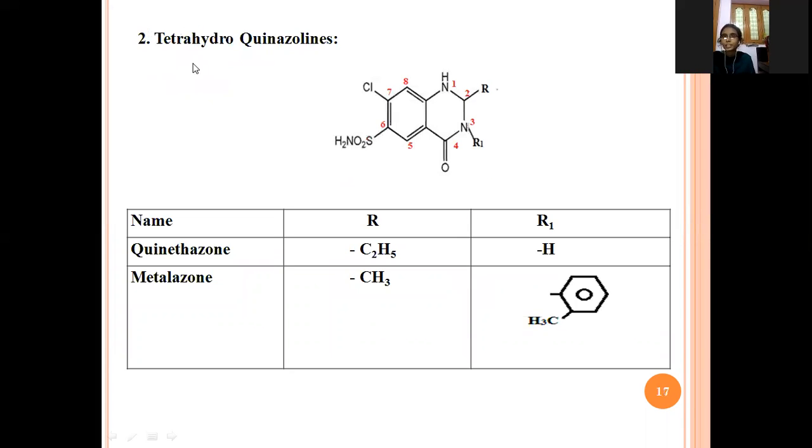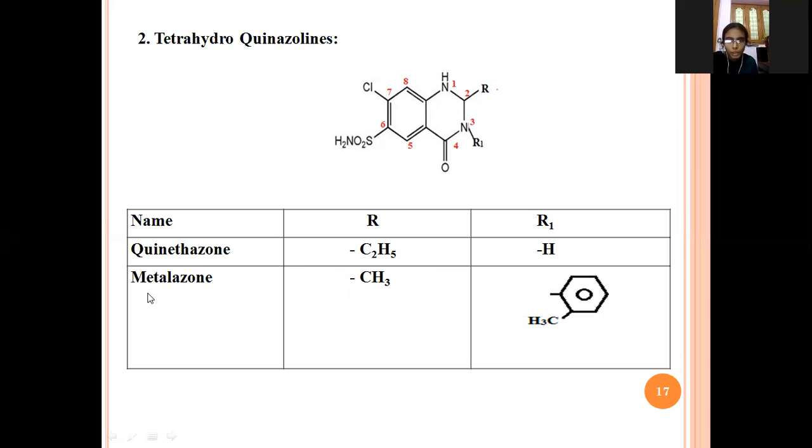Next, tetrahydroquinazolinone. This is the structure of the tetrahydroquinazolinone. Here in the R and R1 positions, in the 2nd and 3rd position, if we replace different atoms, we will get different drugs. So the first one is quinethazone. In the R position, the ethyl group, and in the R1 position, the hydrogen group is attached.